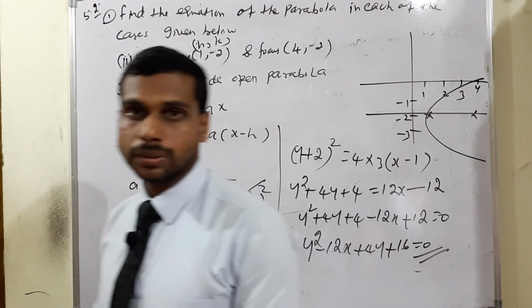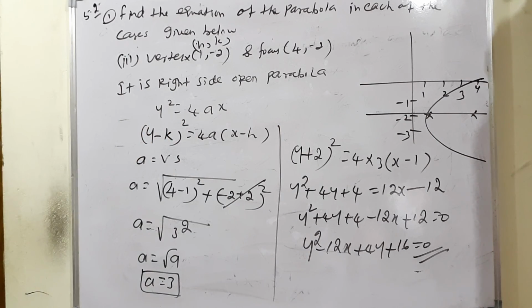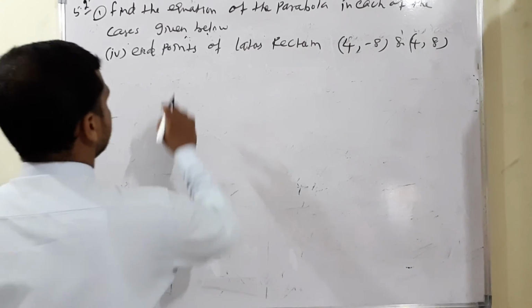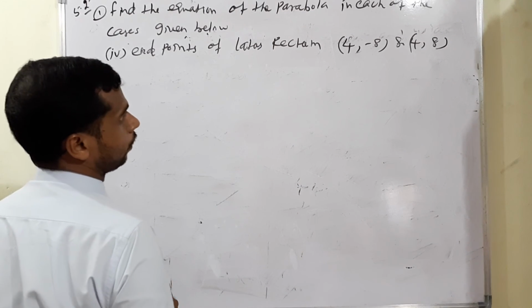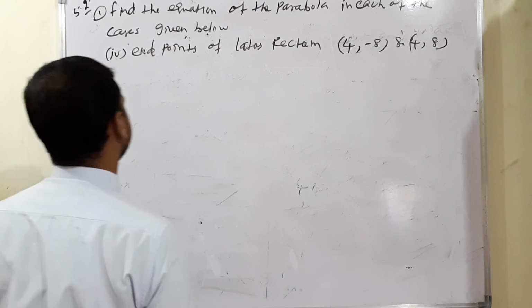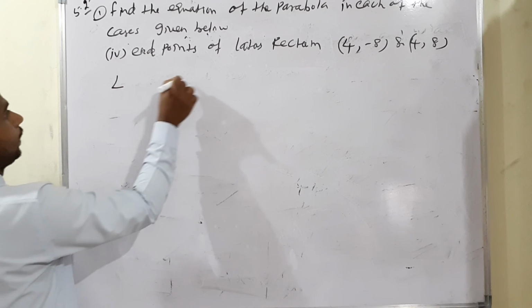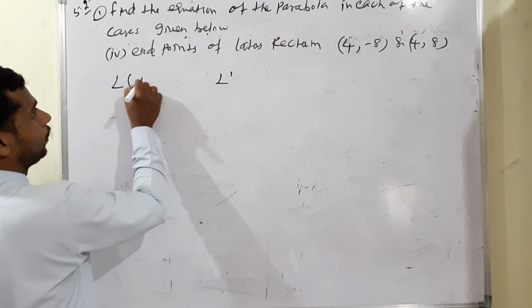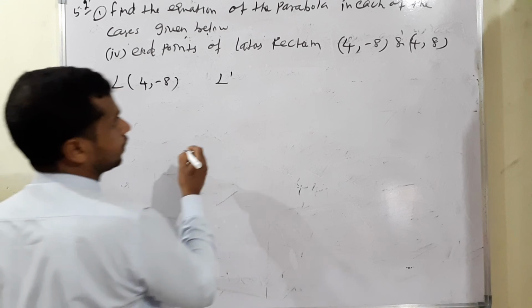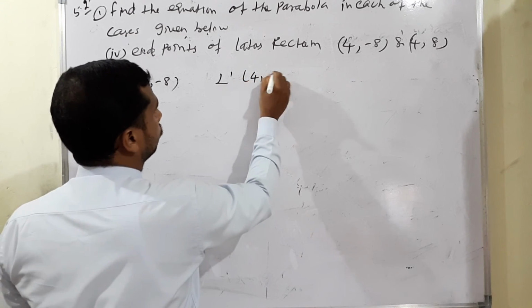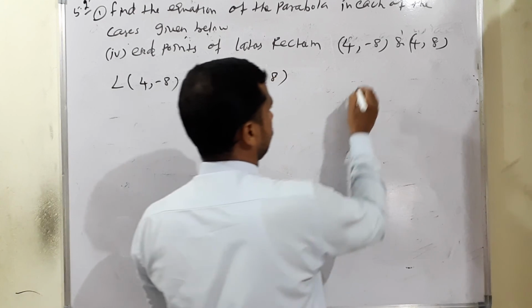Okay, moving to subdivision 4. Subdivision 4: endpoints of latus rectum are (4, -8) and (4, 8). So consider L as (4, -8) and L dash as (4, 8). What will happen?